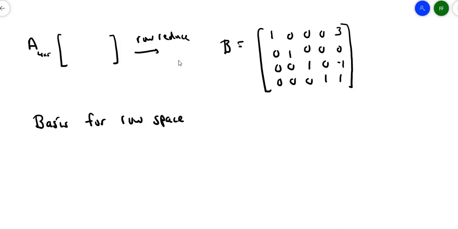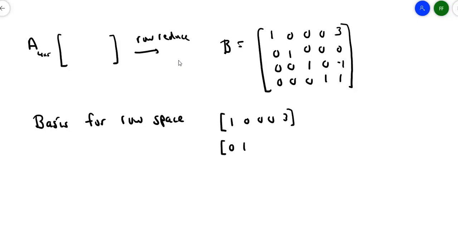Isn't the matrix not the same as the original matrix? No, it turns out that the basis for the row space is the same. So in this case, the basis for the row space is what? It's 1, 0, 0, 0, 3. I'm just reading across the non-zero rows.